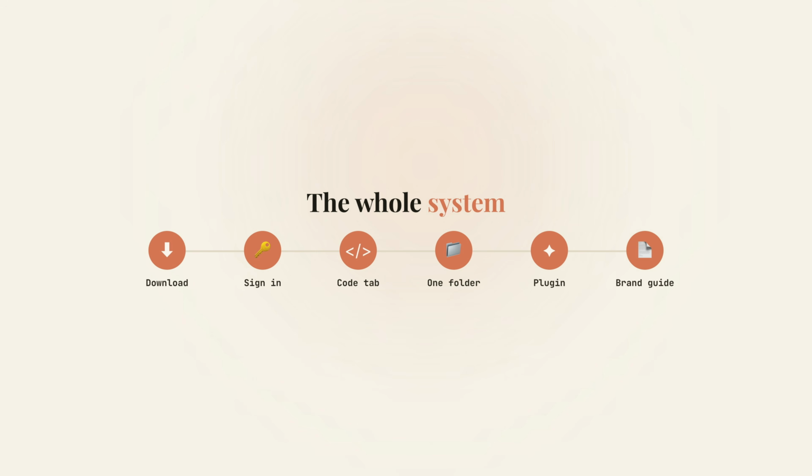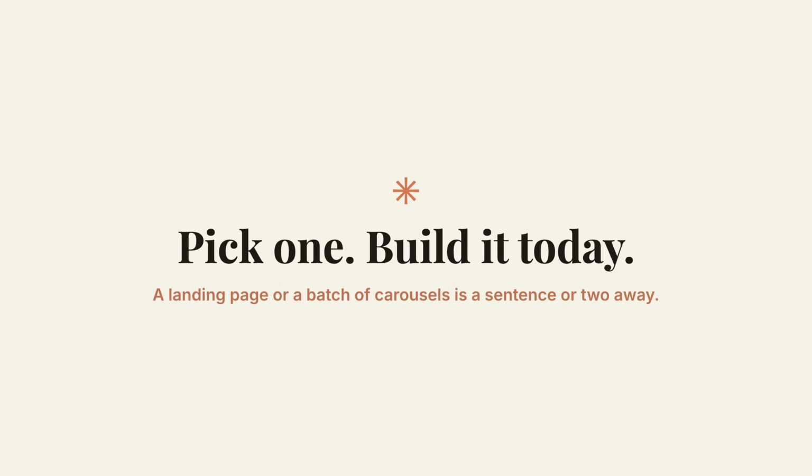So that's the whole system. You download the app, sign in, open the code tab, create one folder, install the Frontend Design plugin, and set up your brand guide. After that, a professional landing page or a full batch of matching carousels is just a sentence or 2 away. Pick one of these 2 and build it today while it's fresh in your mind.